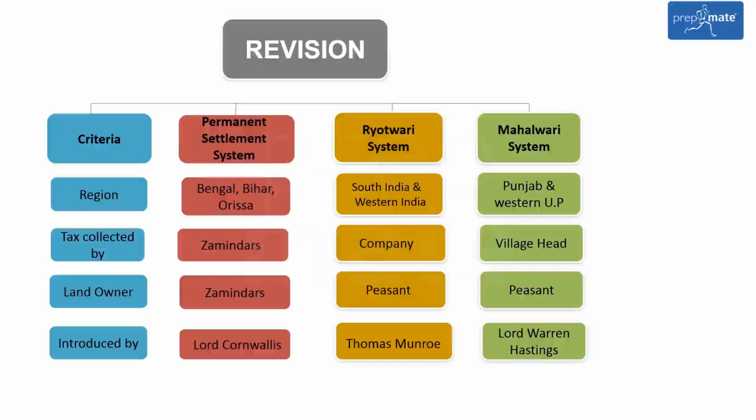Royatwari system was introduced in South India and Western India. The tax was collected by the company itself. The landowners were the peasants, and it was introduced by Thomas Munro. The Mahalwari system was introduced in Punjab and western part of the UP. The village head used to collect the taxes. The peasants were considered landowners, and it was introduced by Lord Hastings.